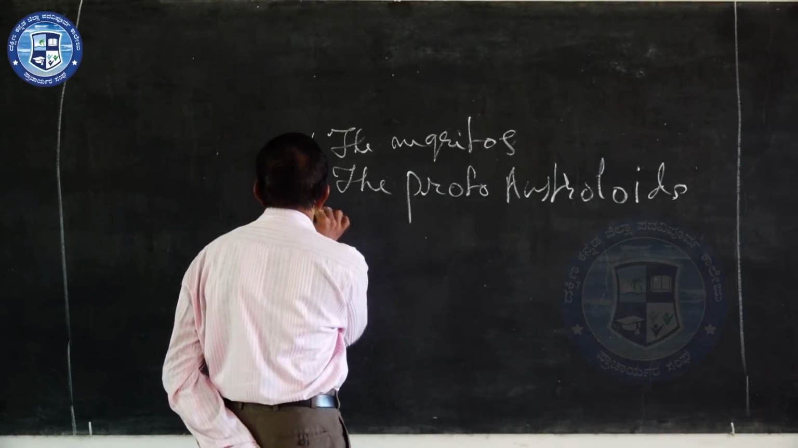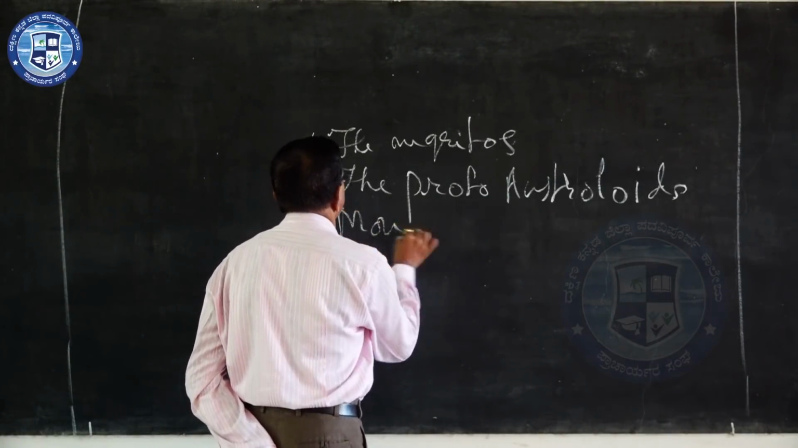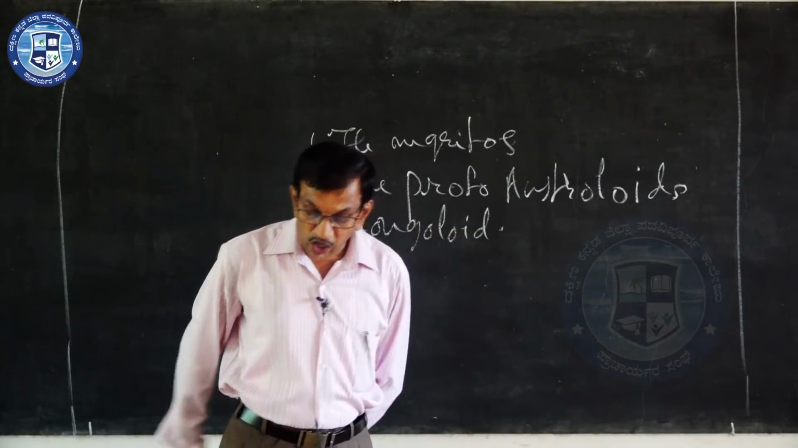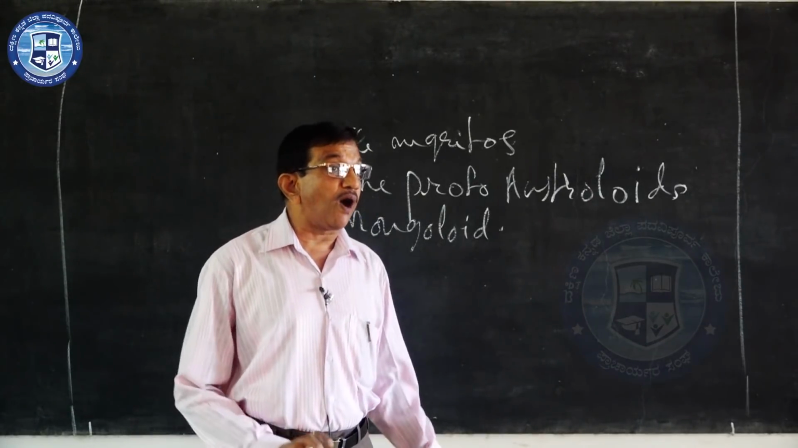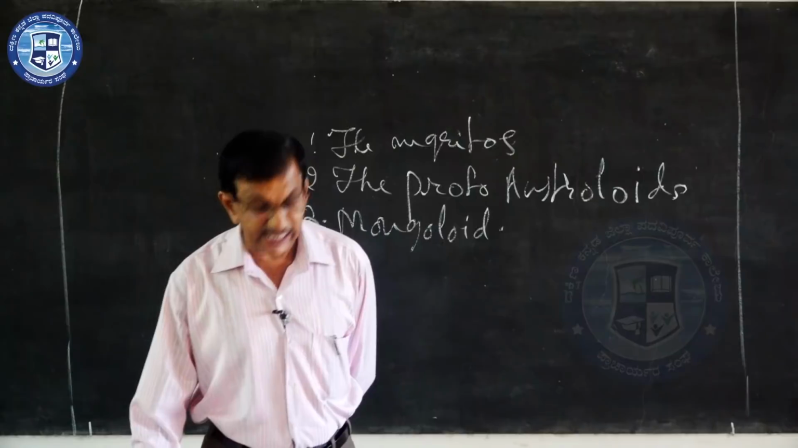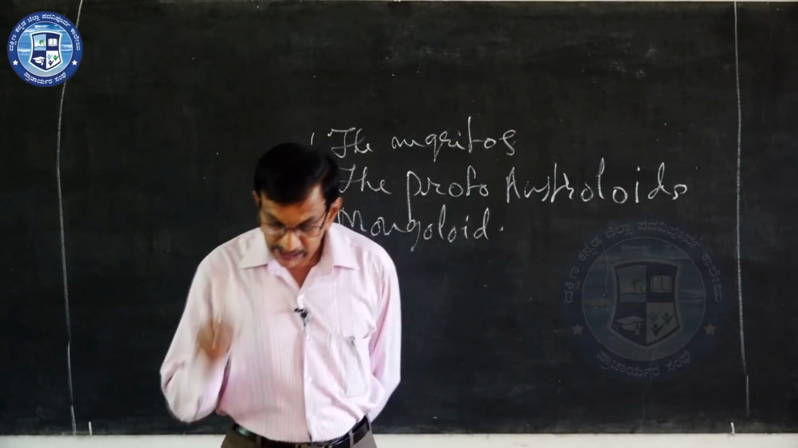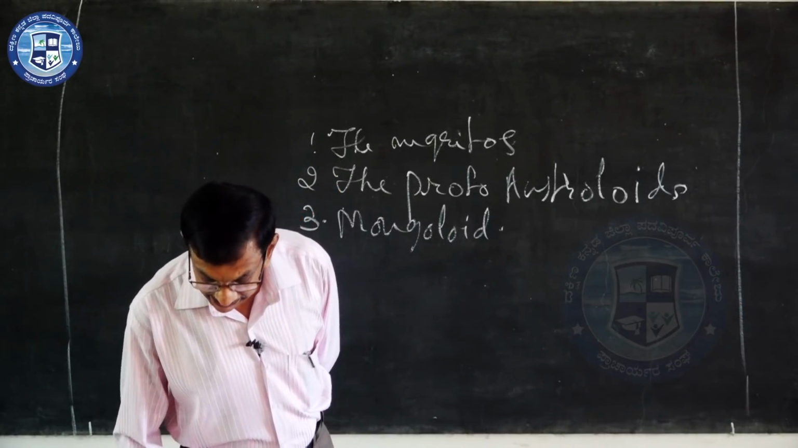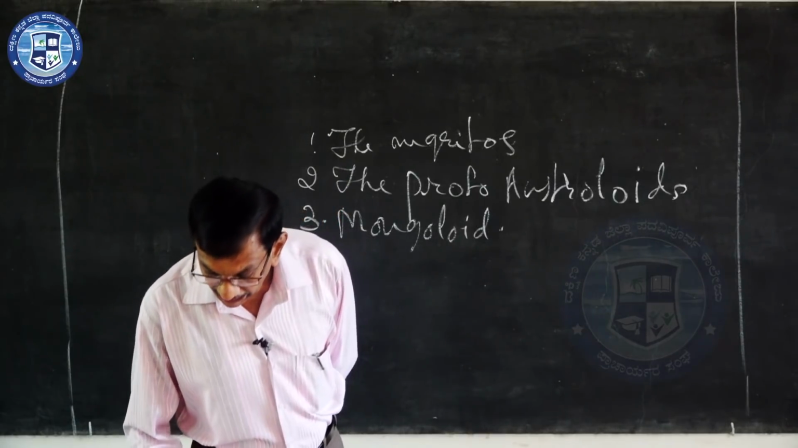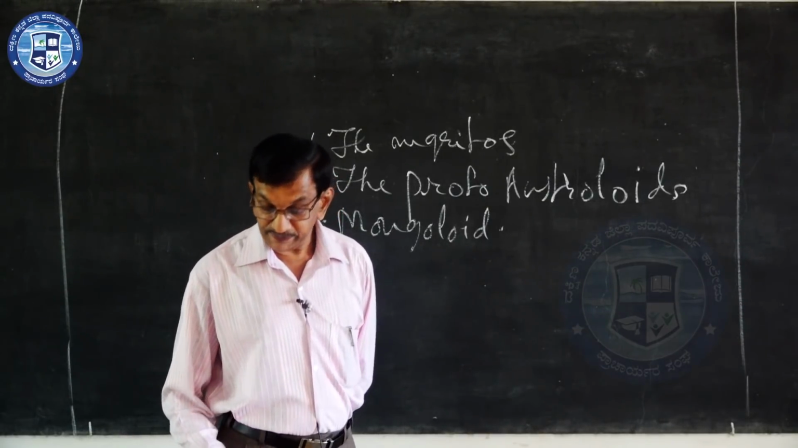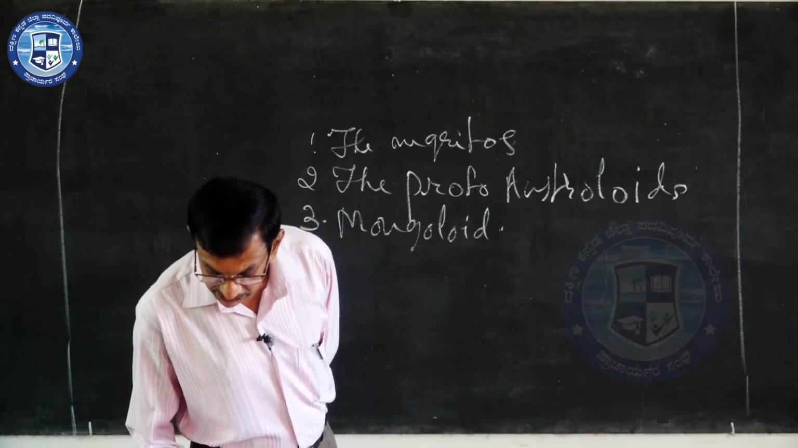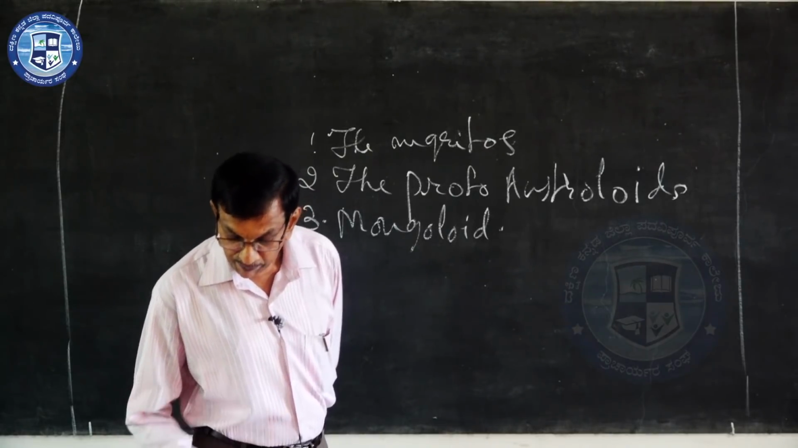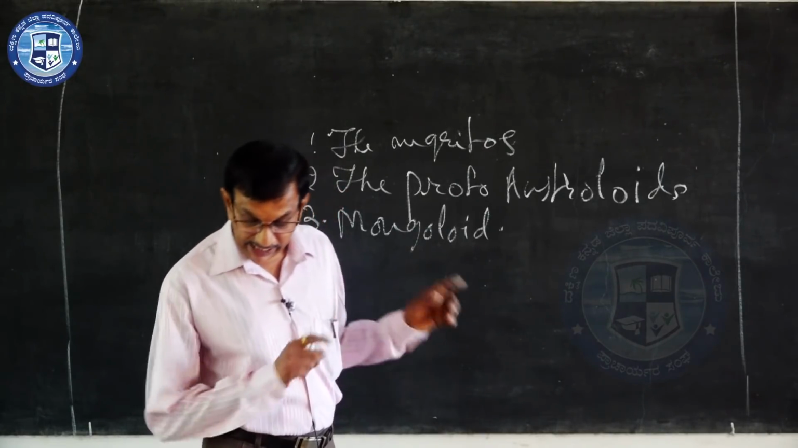Then come to the third, Mongoloid. This Mongoloid group is subdivided into two categories. One is Paleo-Mongoloid, another one is Tibeto-Mongoloid. The people of this race reside in the Himalayan region and in the northeastern region. The non-tribal population of eastern states like Assam, Bengal, Manipur, Tripura also represent the elements of this race.